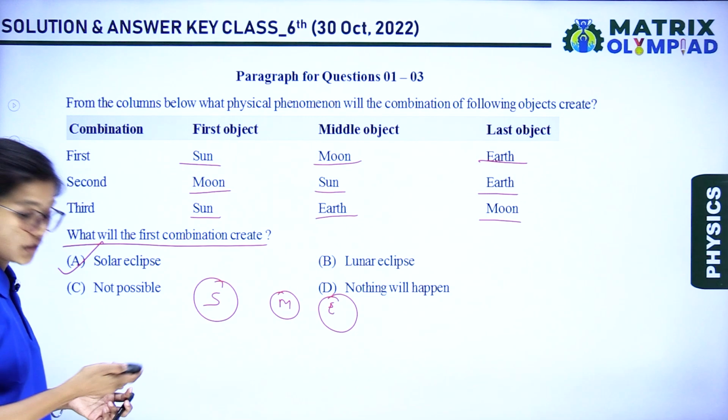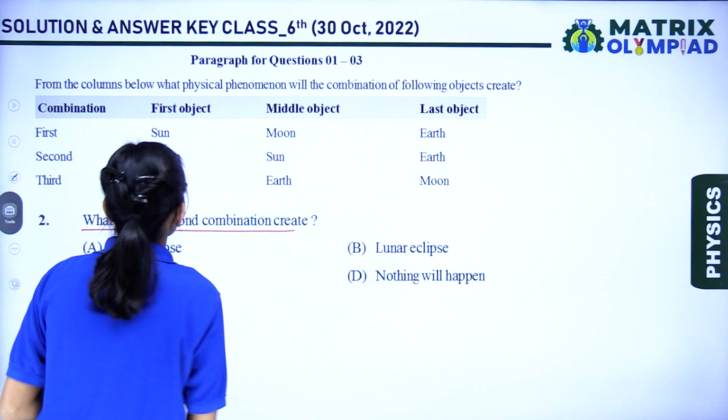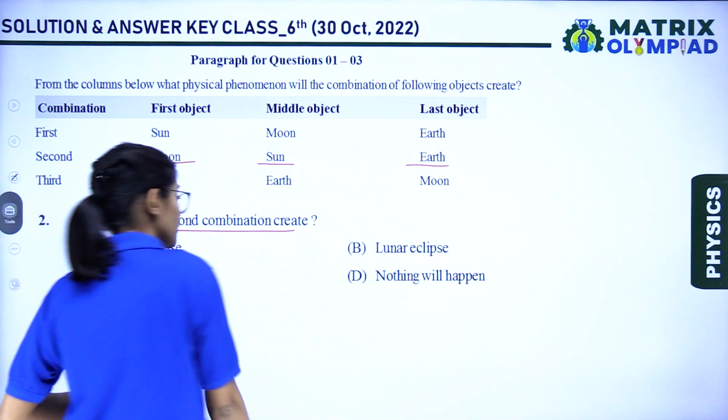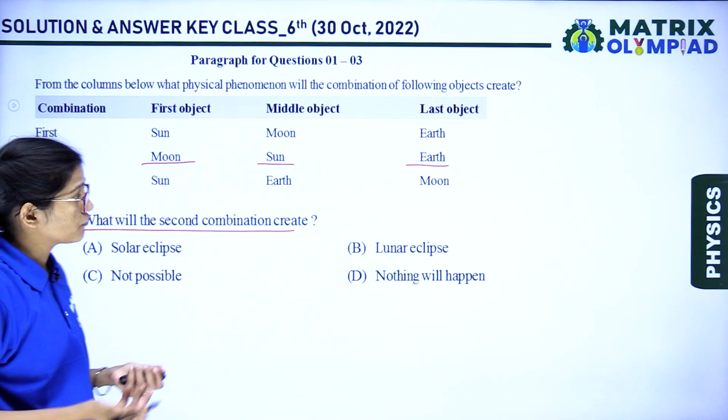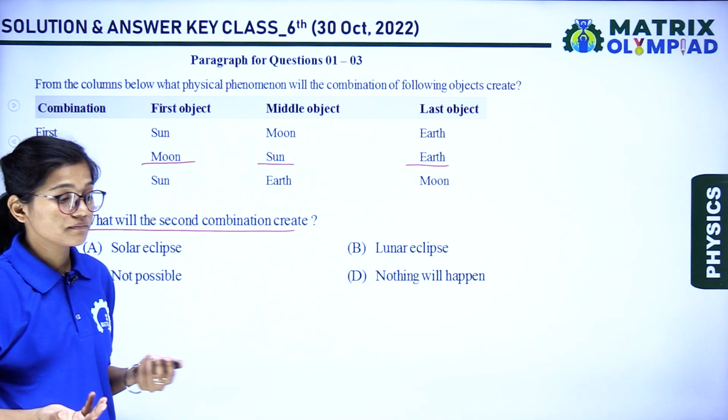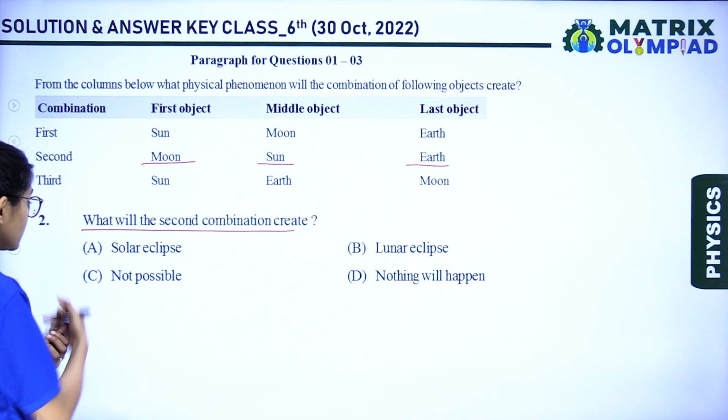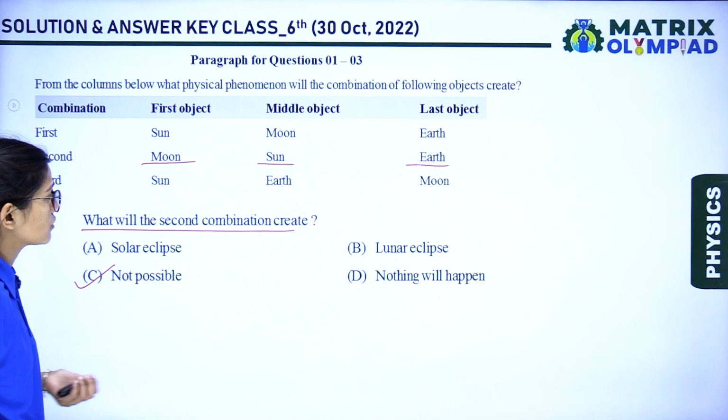Now come to question number two. What will the second combination create? In the second combination, the first object is moon, then sun, and then earth. We know that the moon revolves around the earth, but it is not possible for the sun to move around the earth because it doesn't fit in the orbit of the earth. So for this, our answer will be option C, because that condition is not possible.